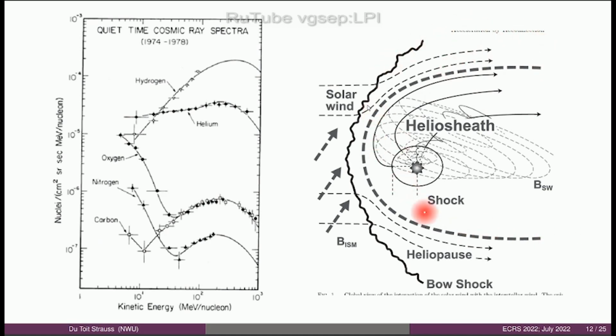So the anomalous cosmic rays, there's a lot of physics in their creation, formation, acceleration, and transport, but they give us a way to probe the diffusive shock acceleration mechanism.